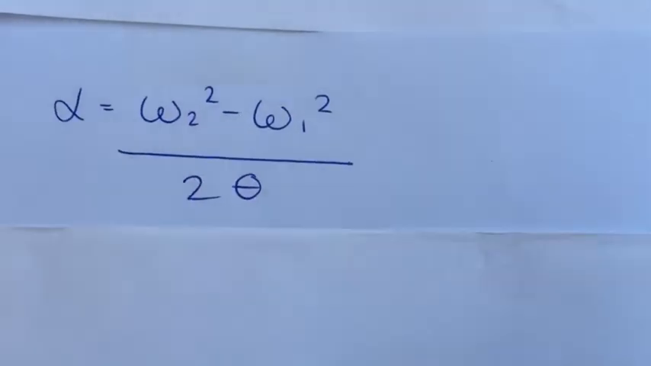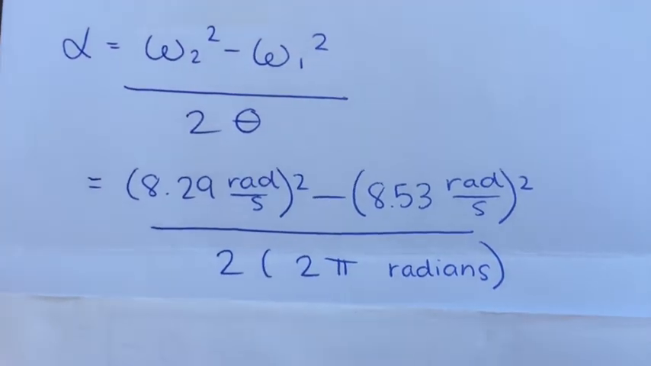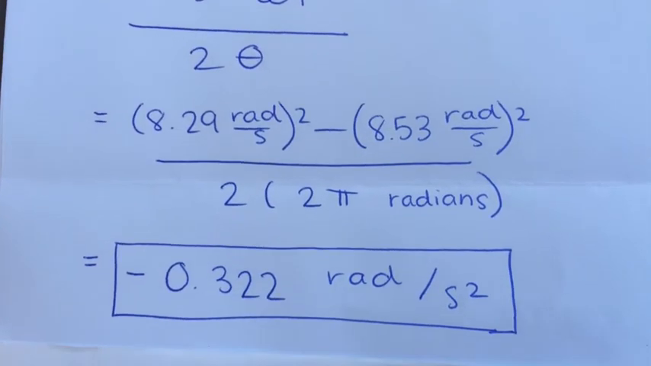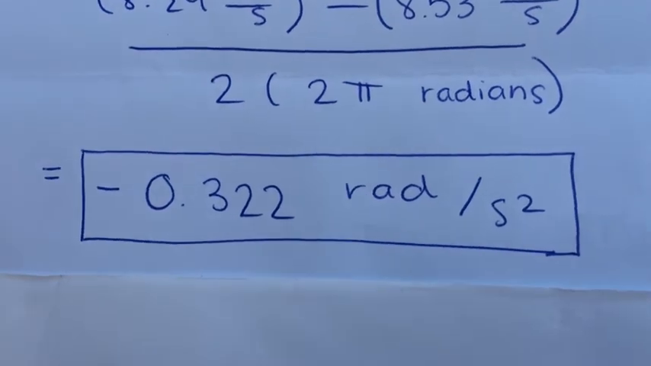Back to the equation, and then we plug in the omegas and theta, and find that alpha equals 0.322 radians per second squared.